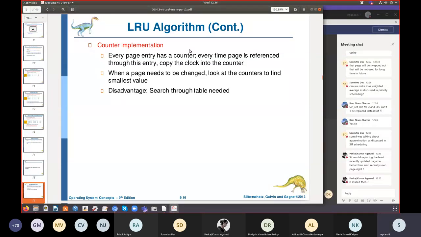There are different implementations of LRU algorithms. A simple one is that each page has a counter, and every time the page is referenced, the clock is copied to the counter. Therefore, it exactly keeps note of when the page was accessed. When a page needs to be replaced, look at the counters to find the smallest value. That is the page which has been used least recently, so replace that. However, the disadvantage is that you need to search through the table to find the smallest value.